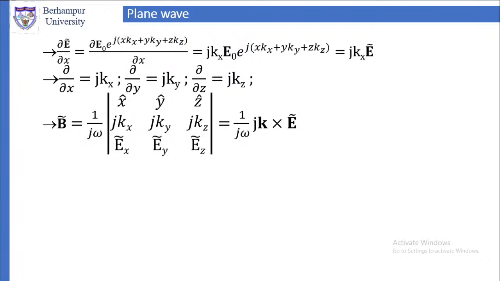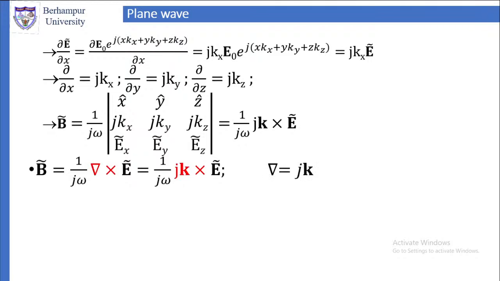So now let us write down B tilde, that we know is equal to 1 by jω del cross E tilde. Now we have found out B tilde is equal to 1 by jω into jk cross E tilde. Compare these two. 1 by jω del cross E tilde is equal to 1 by jω jk cross E tilde. If I compare these two, then we can easily say that the del operator is equivalent to jk. So operation using del is equivalent to multiplying with jk. So del operator is equal to jk.